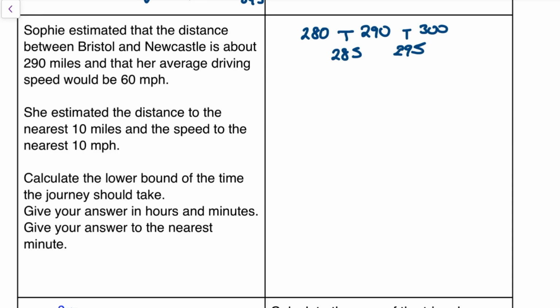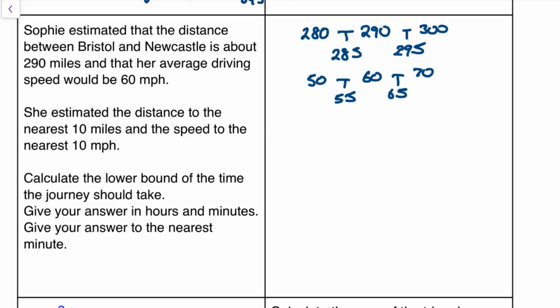And she estimated the speed to the nearest 10, so therefore the speed is 50, 60, 70, which means the lower bound is 55 and the upper bound is 65. So I'm basically working out the middle of the up and down limits, if you like. Calculate the lower bound of the time the journey should take. Give your answer in hours and minutes. Okay, just for a bit of a twist, give your answer to the nearest minute.